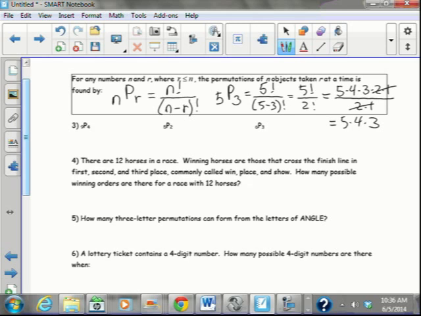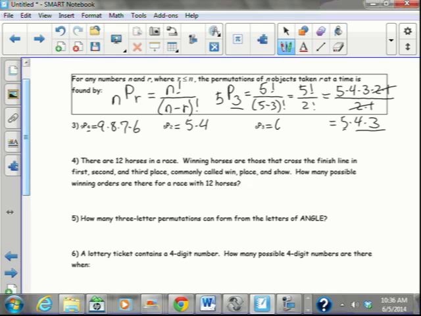So what I showed you earlier was just kind of a shortcut, as this 3 tells you how many times to go down. Okay, so we're going to use the shortcut here. 9P4, that's a 9, there's our first one, 8 is our second one, 7 is our third one, and 6 is our fourth one. We stop there because that's a 4. 5P2, 5 times 4.